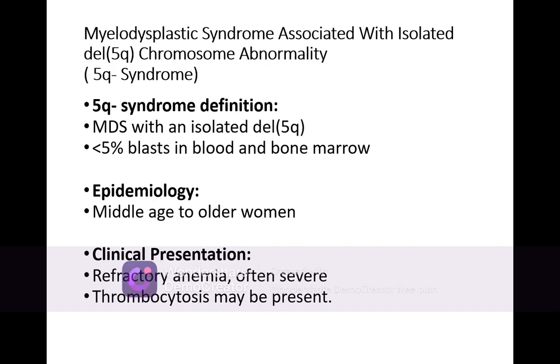As far as isolated abnormalities are concerned, specifically chromosomal, there is deletion of 5q. These are presented with refractory anemia, very severe, and thrombocytosis, what is called reactive thrombocytosis, may be present. So refractory anemia with thrombocytosis may be a clue to the syndrome which is associated with the chromosomal abnormality. They are actually seen in middle-aged to older women.